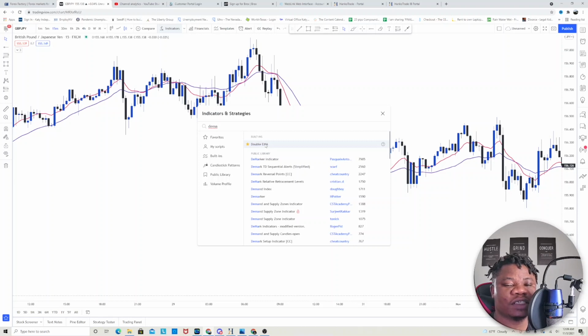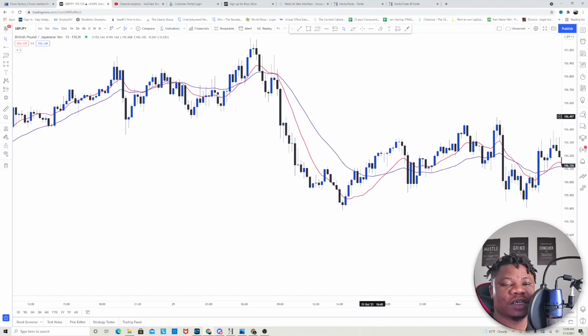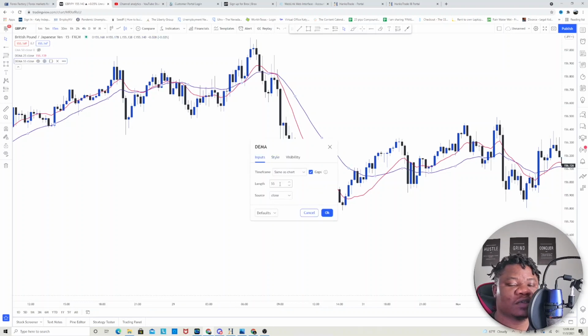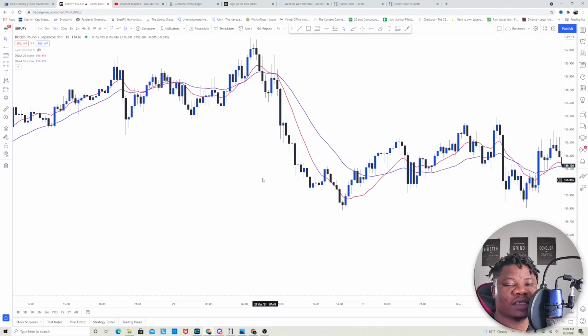Once you find it, you just click on it, and then the first one, we're going to change to 25, and for the style you can use whatever color you want to use. Once you're done, you click on OK. Now the second one, I want you guys to change that to 55. Once you're done, you click on OK.